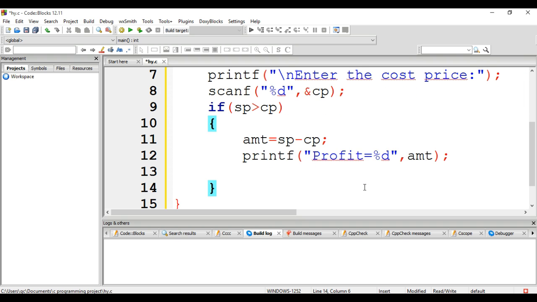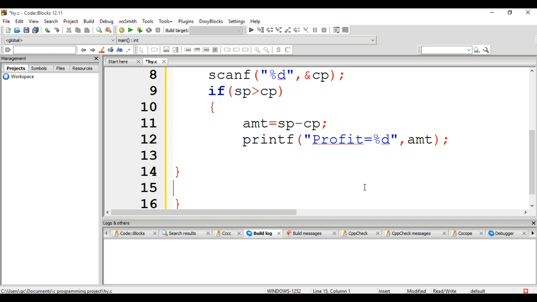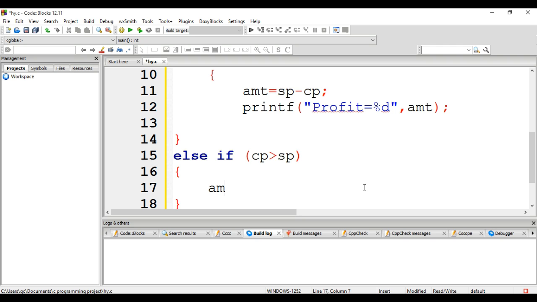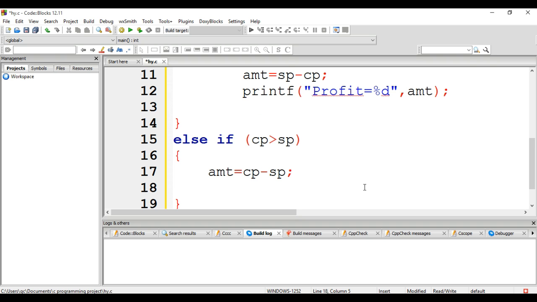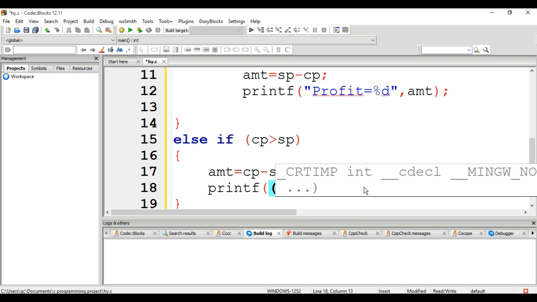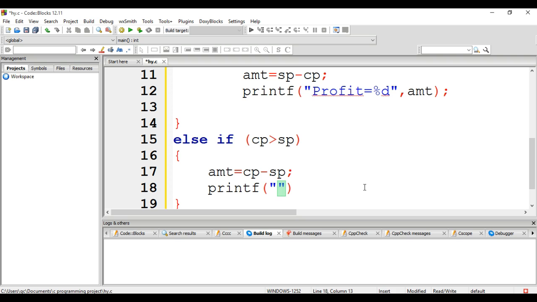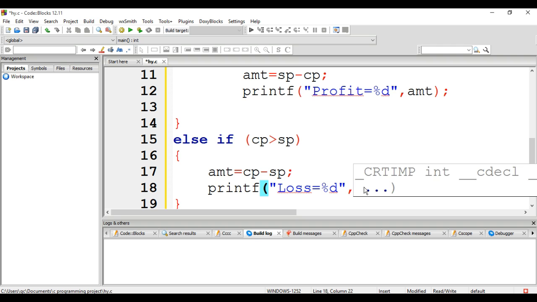And again an else statement: else if cp is greater than sp, then again a curly bracket is opened, and the amount will be cp minus sp. I'm using the printf function to print the result as loss if cp is greater than sp. Loss equals %d, amount.